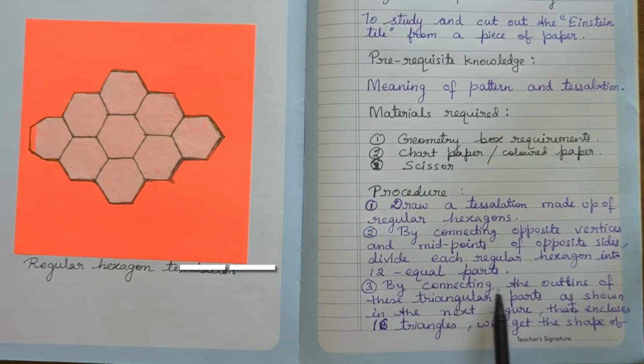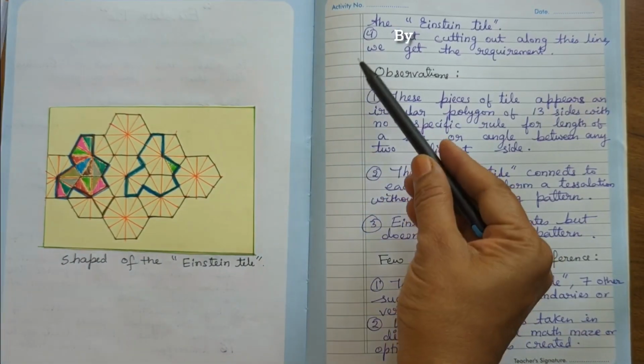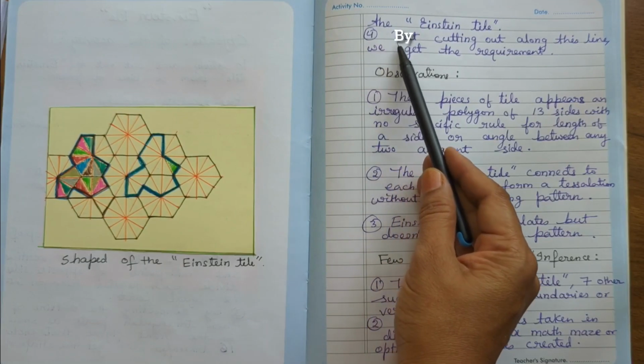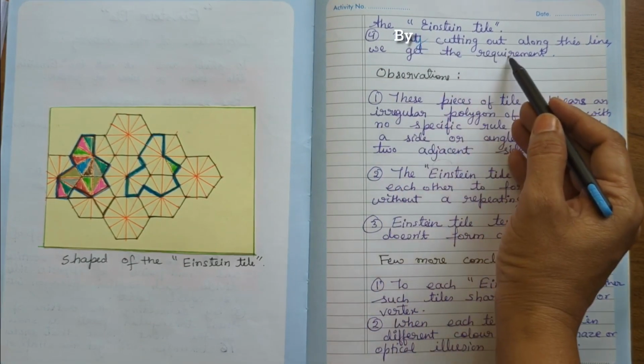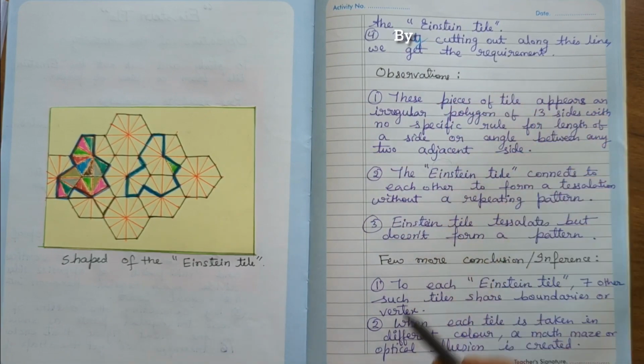Then by connecting the outline of these triangular parts as shown in the next figure, that encloses 16 triangles, we get the shape of the Einstein tile. The fourth point in the procedure should be, by cutting out along this line, we get our required Einstein tile.